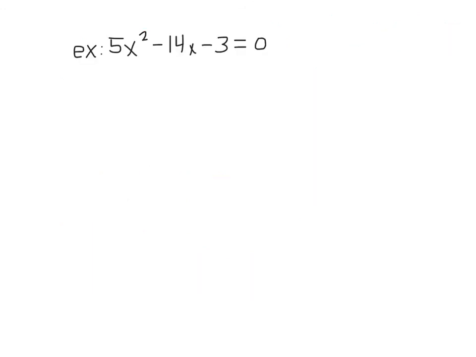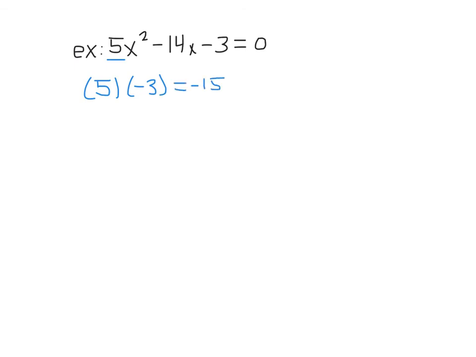Let's look at this one. 5x squared minus 14x minus 3 equals 0. All the terms are on the same side. So the second step here is going to be to factor. The leading coefficient is 5. It's not equal to 1, so we're going to factor by grouping again. To do that, we take 5, the coefficient on the x squared term, multiply that by the constant negative 3, and that gives us a negative 15.